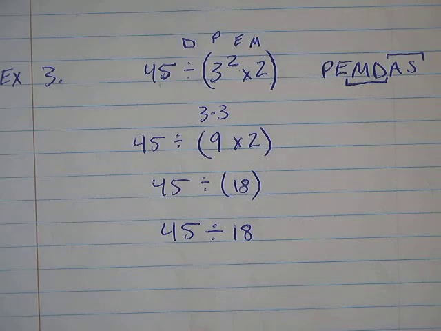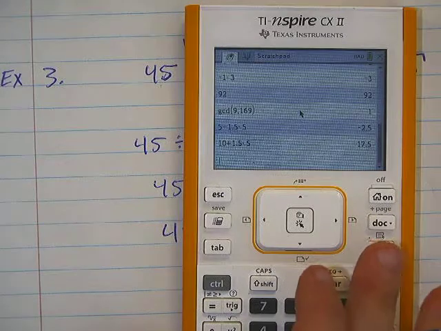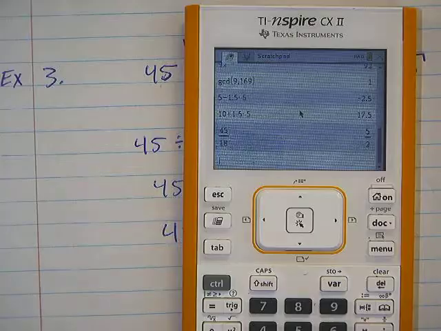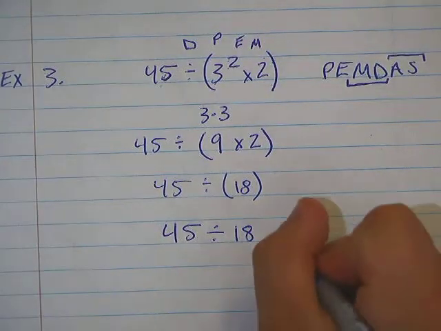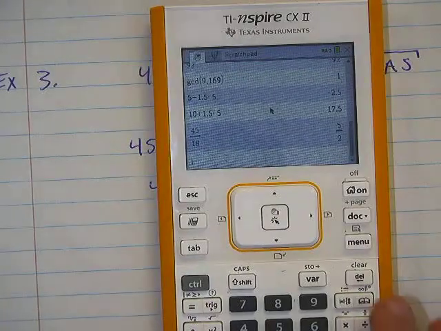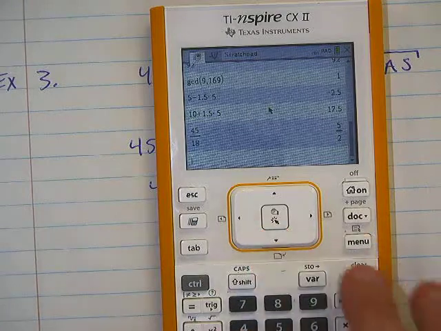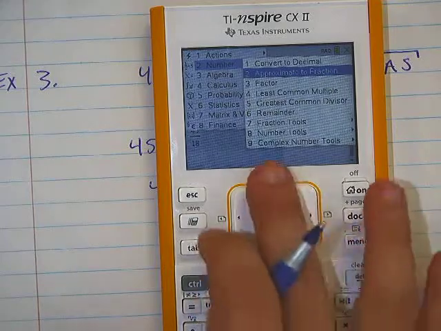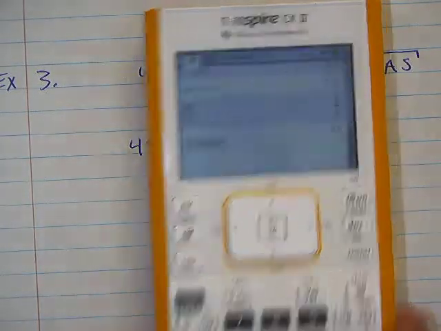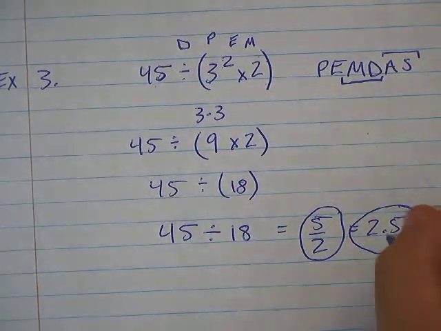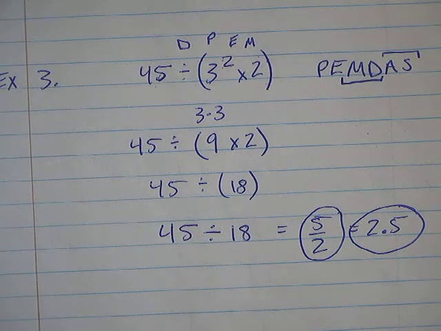Easy enough. 45 divided by 18. Oof. I gotta be honest with you guys, I'm not sure what that is off the top of my head. So we're going to use a calculator. 45 divided by 18 is 5 over 2. You could leave it as this answer, or our calculators are actually going to convert this to a decimal for us. So 5 over 2 is the same thing as 2.5.